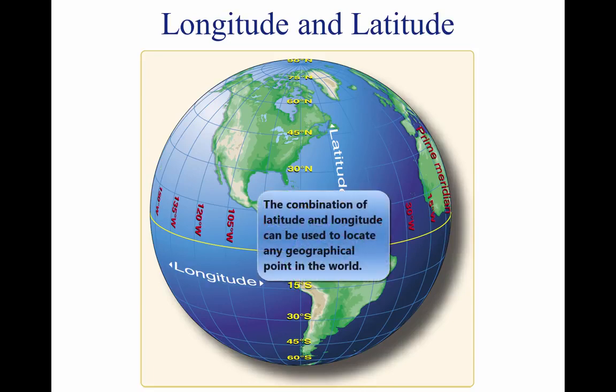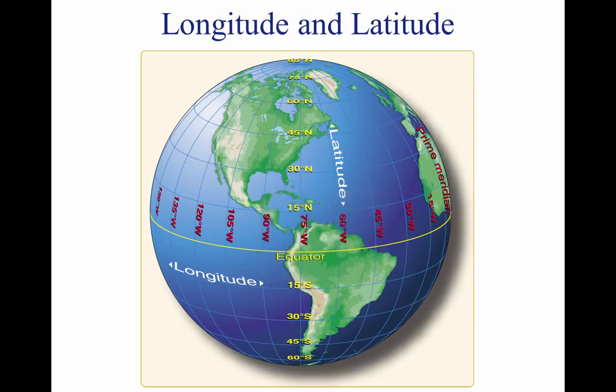Any specific geographical point can be located by reference to its longitude and latitude. Washington, D.C., for example, is approximately 39 degrees north latitude, 77 degrees west longitude.